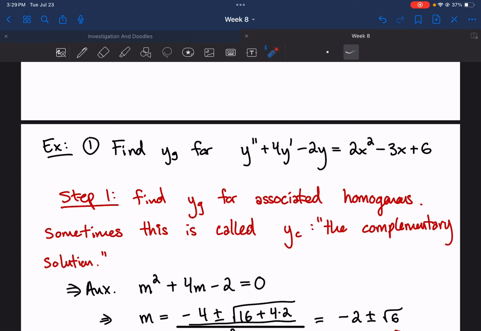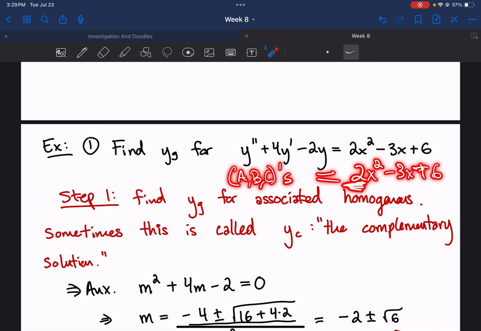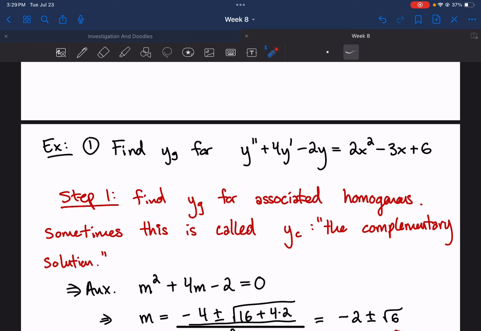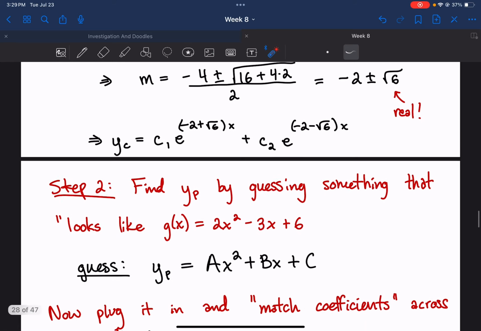You'll get some expression with a's and b's and c's over here, and you're going to set that equal to the actual value. And then we're going to find the x squareds on both sides, the x's on both sides, and the constants on both sides. And we're going to match the numbers to the a's, b's, and c's. Let's see how it goes.